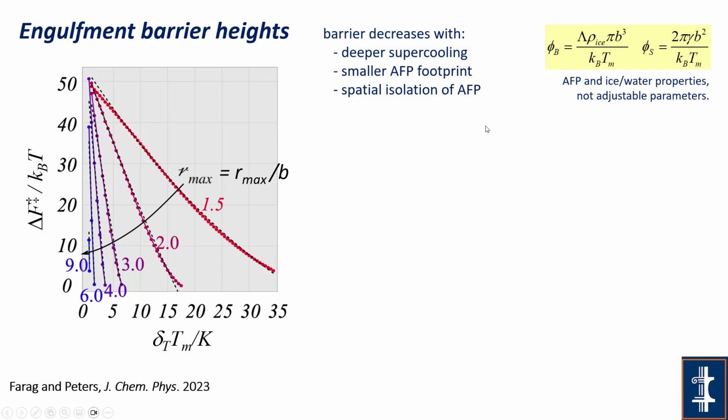So that's been non-dimensionalized. It includes both the distance to neighboring antifreeze proteins and also the radius of the antifreeze proteins. And those things matter too. So you've got all three variables built into this variational optimization to give me the free energy barriers as a function of those parameters. And you can see the calculation predicts that the barrier decreases with deeper supercooling. It decreases also with a smaller AFP footprint. And it decreases with larger spatial isolation of the antifreeze protein.